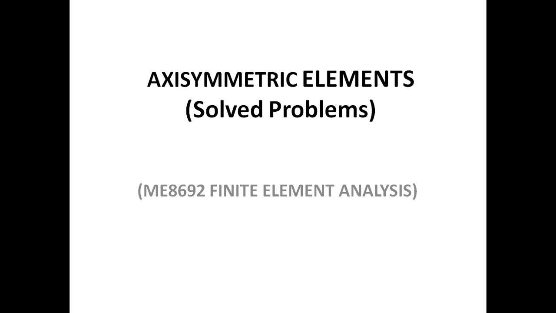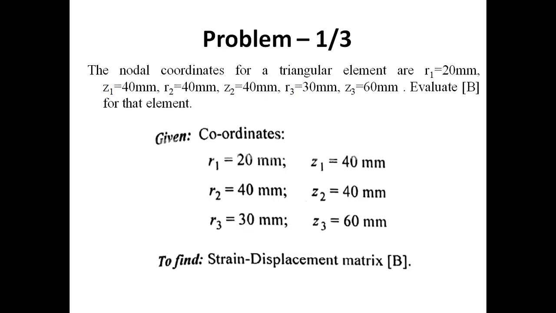Again, this is the continuation of the axisymmetric element, which was discussed as a derivation. It's the second part of the same axisymmetric element, but here we are going to discuss the problems, which are all solved in three different types of problems. That is, number one, the nodal coordinates for the triangular element: R1 is equal to 20 mm, Z1 is equal to 40 mm, R2 40 mm, Z2 40 mm, R3, Z3. So these six values are given.